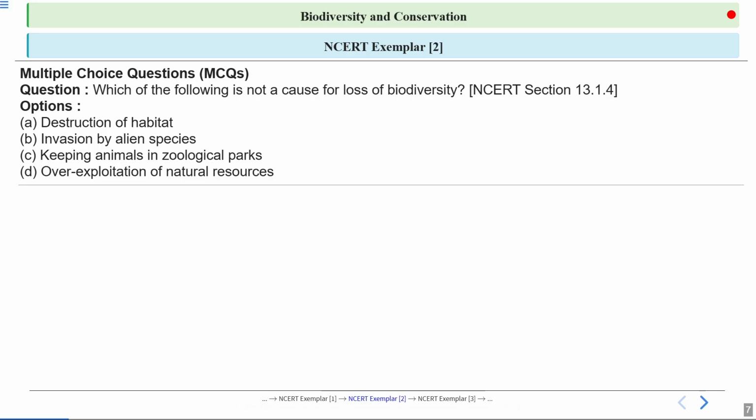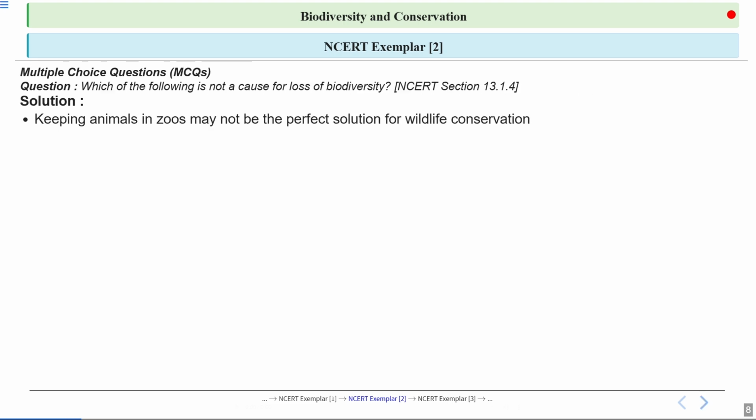Next question, which of the following is not a cause of loss of biodiversity? The options are destruction of habitat, invasion of alien species, keeping animals in zoological parks, and the last option is overexploitation of natural resources. So what will be the correct answer? Here, keeping animals in zoos is not a perfect solution for wildlife conservation, but we can say that zoos play an important role in protecting endangered species from extinction. So keeping animals in zoos is not a cause for loss of biodiversity. Rather, we can protect the endangered species from extinction.